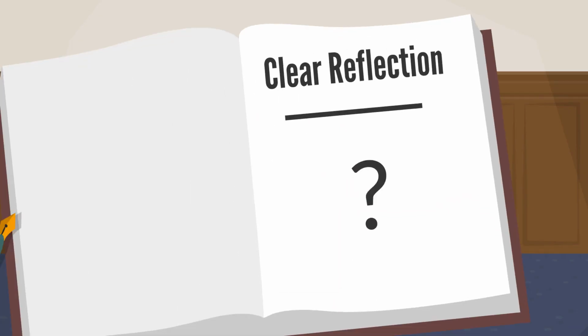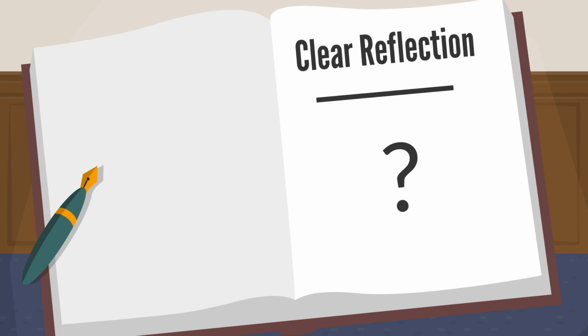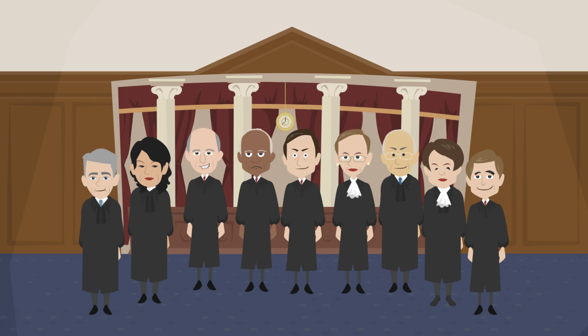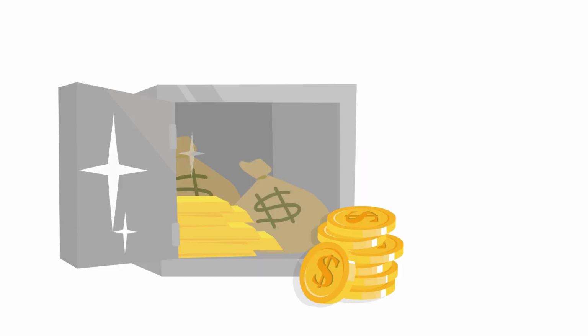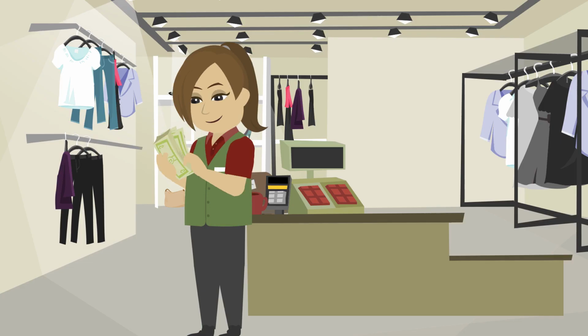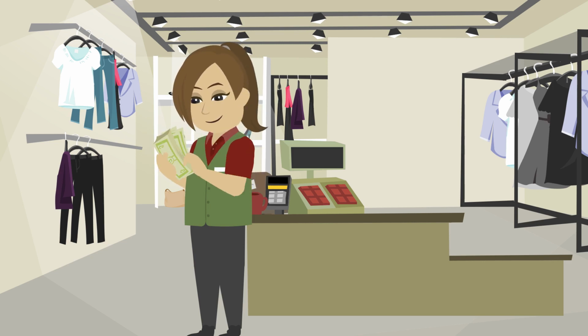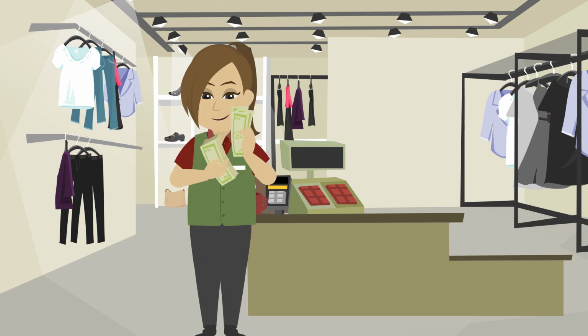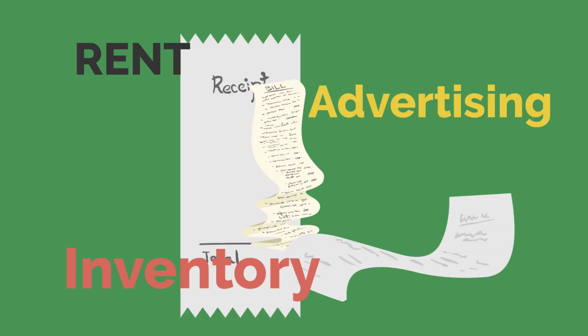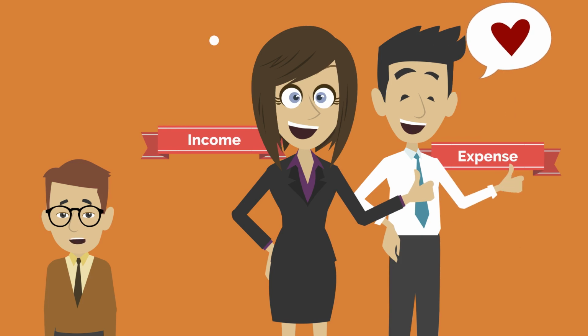Well, there really isn't a hard and fast definition of clear reflection, but the best way to think of it is in terms of matching. Constitutionally, the tax system can only tax you on additions to your wealth, not on money that you already own and have already paid tax on. So, if you receive $1, say from a customer, we have to know exactly how much of that dollar is the return of your own money that you've already paid tax on, your capital, and how much of it was earned by the way you spent that previously taxed money. And that's where matching comes in.